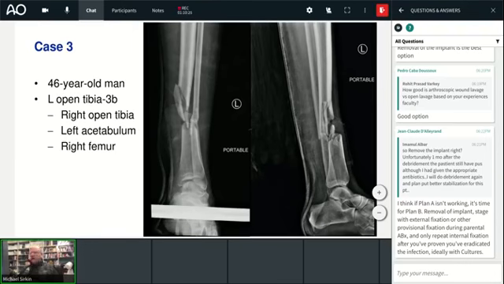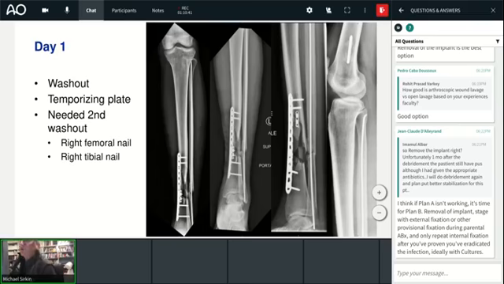We now have a 46-year-old man with a left open tibia, grade 3B. He also had a right open tibia, a left acetabulum, and a left femur. So we have a polytraumatized patient. On night one, this side of the tibia had a lot of necrotic tissue, and it was clear that bone had to come out. It was also clear that he was going to need a free flap because of the large wound issue.